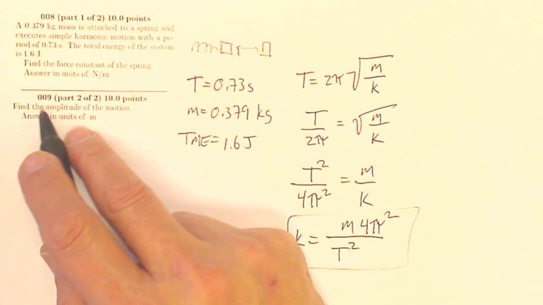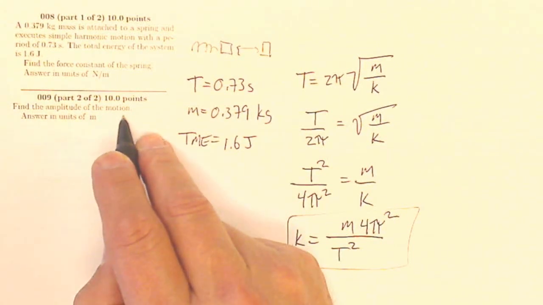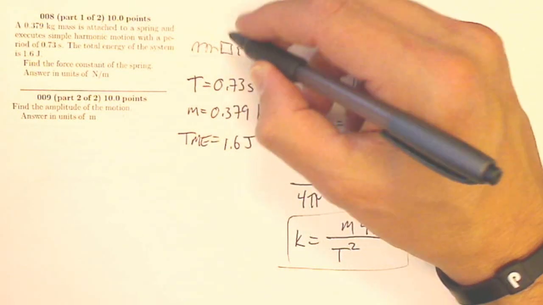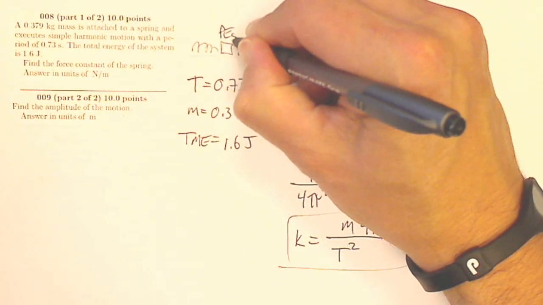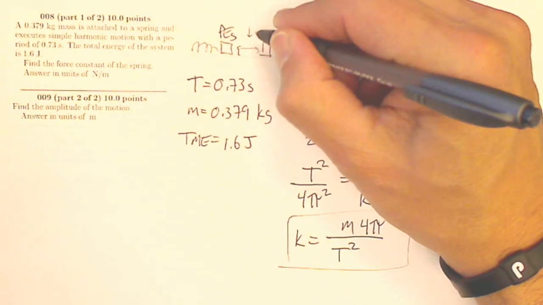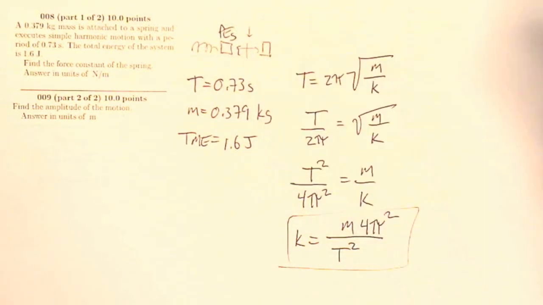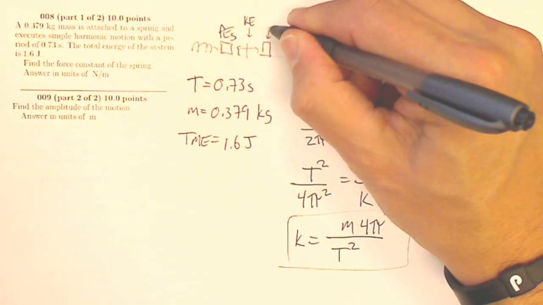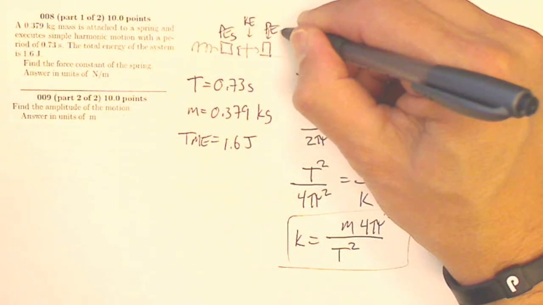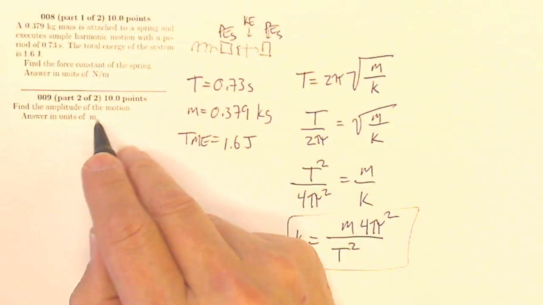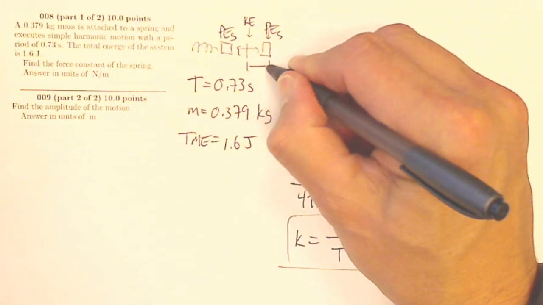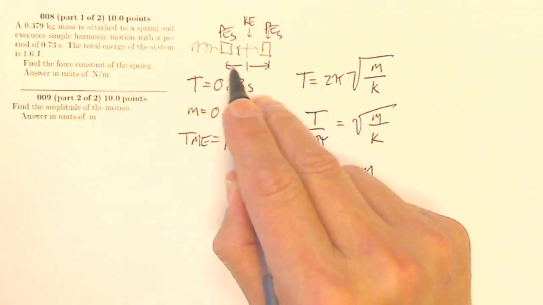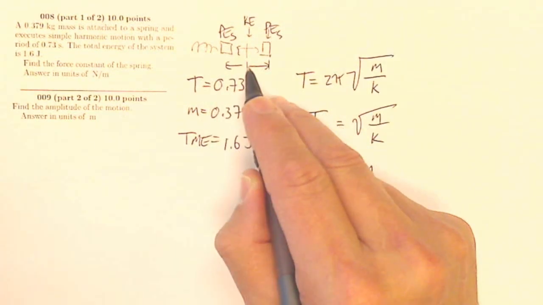Now, question 9 says find the amplitude of the motion. Well, what's happening here is that when it's compressed all the way, it's just going to be potential energy in the spring. Here in the middle, where the spring is at its equilibrium position, I'm just going to have some KE. And then here at this end, I'm going to again have some potential energy due to the spring. If I want the amplitude of the motion, that is how far this is, or how far this is. So my amplitude is how far above or below, or how far to the right or the left of equilibrium.